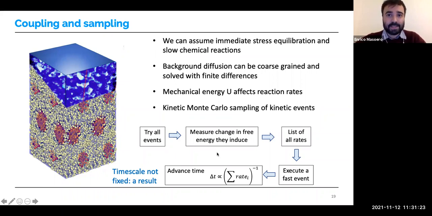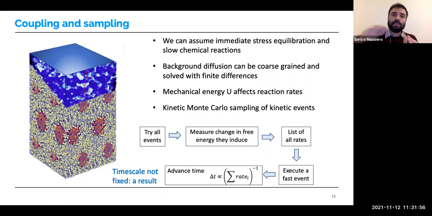How do we get the time scale though? Well, the time scale, and that's a strength of the kinetic Monte Carlo method, is a result of the simulation, and is proportional to the inverse of the sum of the rates of all the possible events. This means that if you know all the rates of the possible events, which depend on the free energy change they induce, then you can get the typical time that it takes for the next event to happen. So if you are in a stage where the structure is evolving rapidly due to fast chemical reactions, then time will advance by a small quantity at each step.